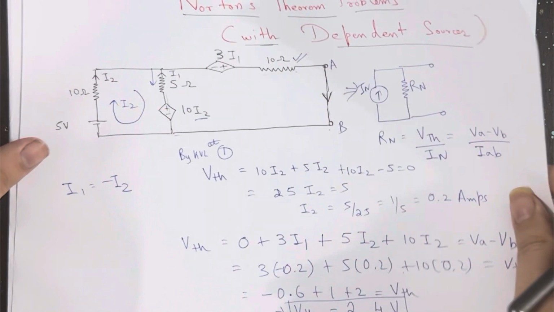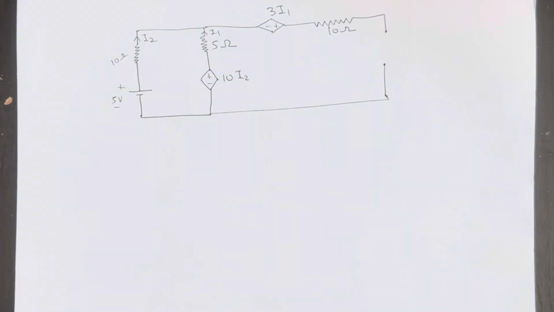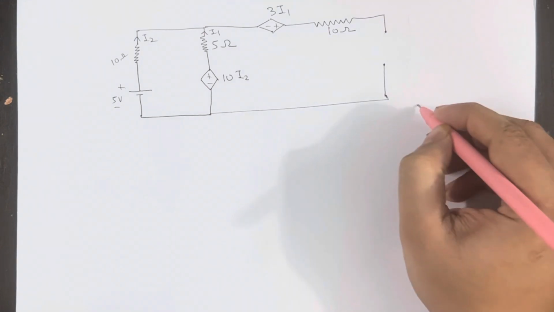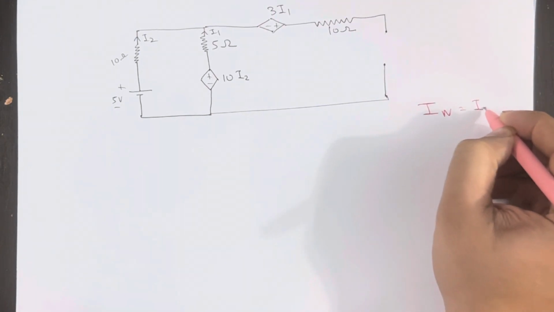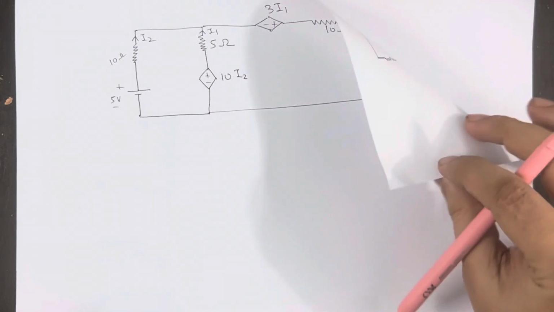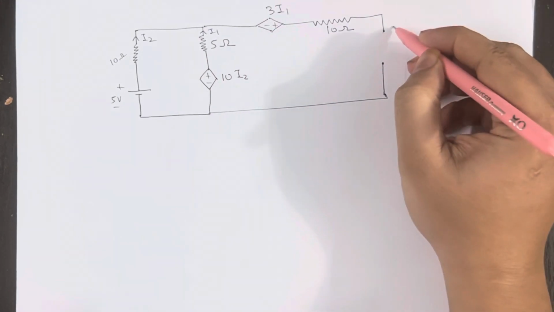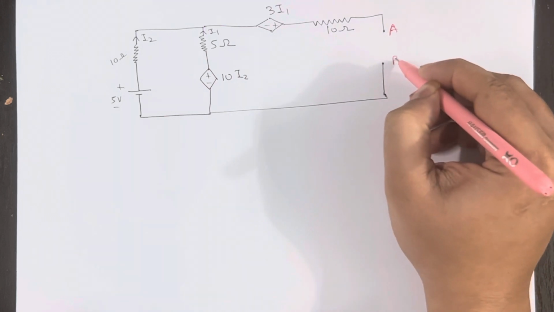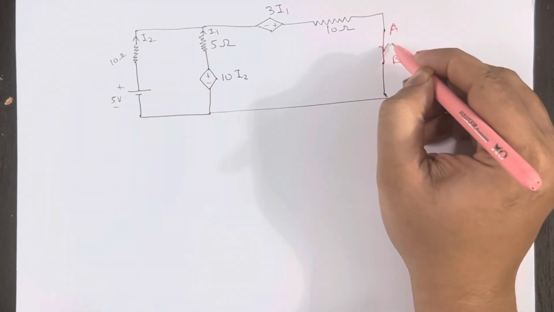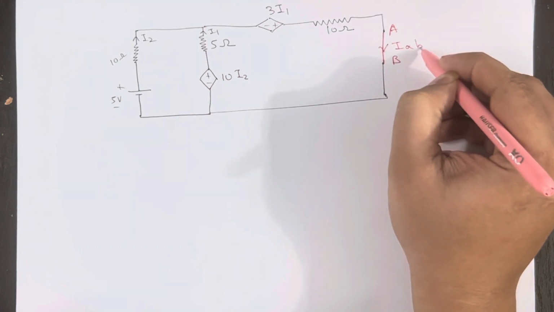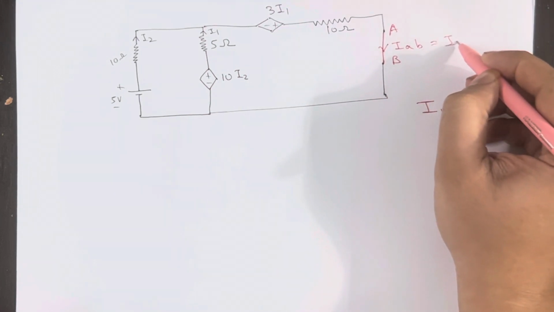So how to write down the equations after short circuiting? In order to solve for I Norton, or I_AB, what we will be doing is simply short circuit the A and B points. Okay, so we have just short circuited the A and B points, and we will find the current flowing from A to B, so that it will be equal to our I Norton.